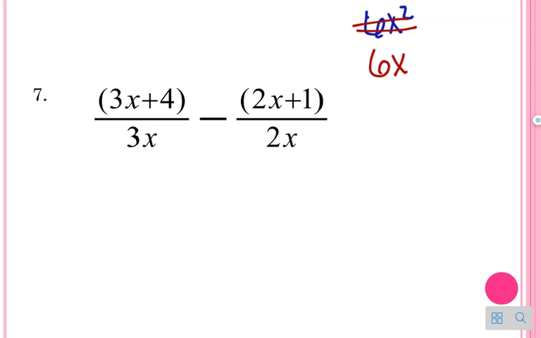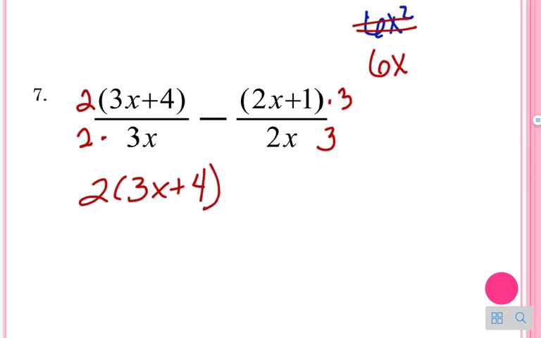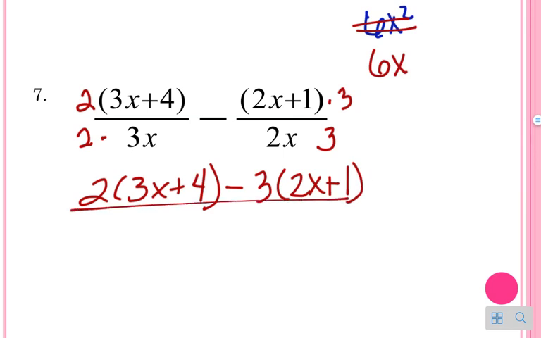And so what I'm going to do is I'm going to say, well, I need this to be multiplied by a 2, so the top will be multiplied by a 2 as well. This will need to be multiplied by a 3 to turn it into 6x, and so I'm going to do the same thing to the top. So 2 times 3x plus 4, and then I'm going to subtract, and then the 3 times 2x plus 1. Watch your negative sign there, because you don't want to lose track of what it does.